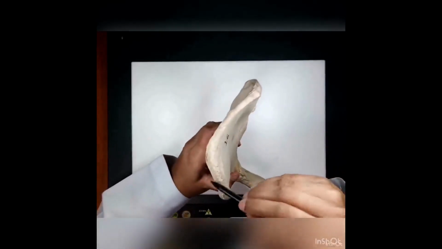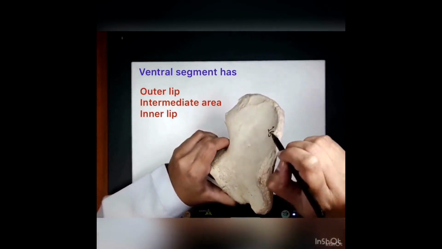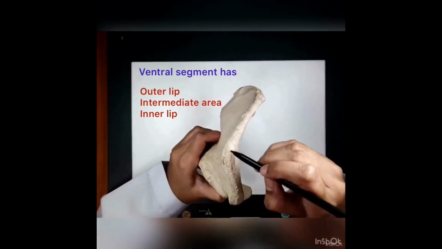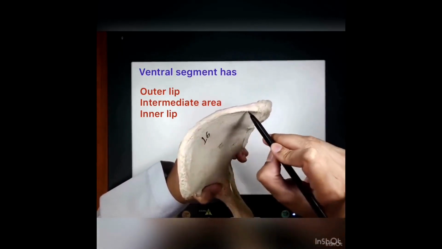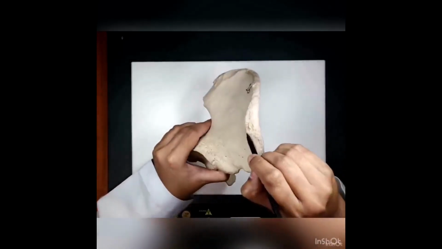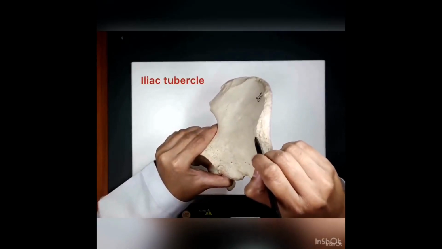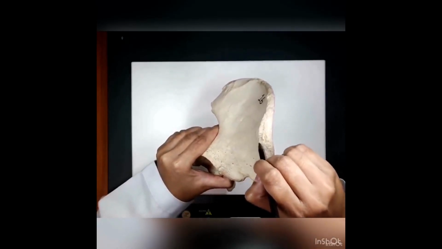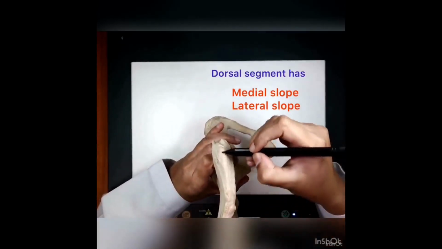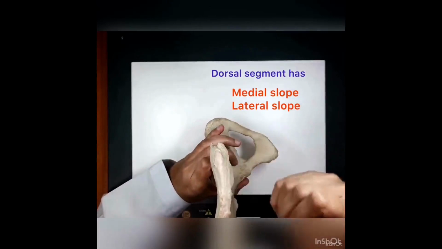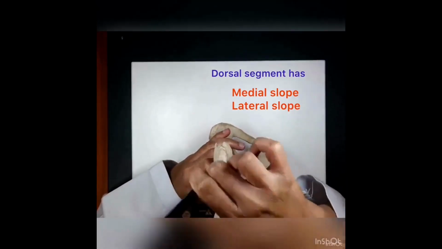This ventral segment has one outer lip, an intermediate area and an inner lip. On the outer lip, you can appreciate one prominence. This is known as the iliac tubercle. On the dorsal segment there is a ridge. This ridge divides the iliac crest into a medial slope and a lateral slope.